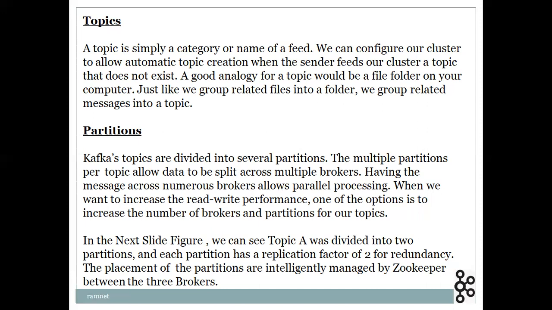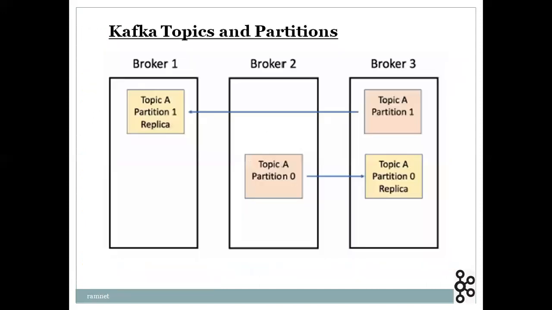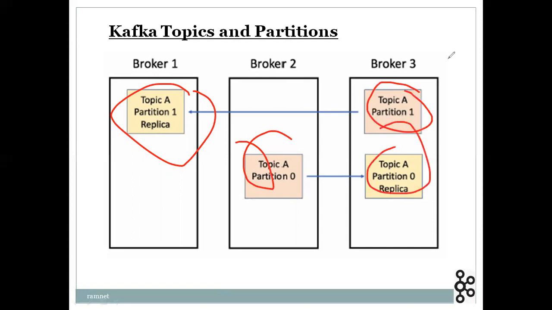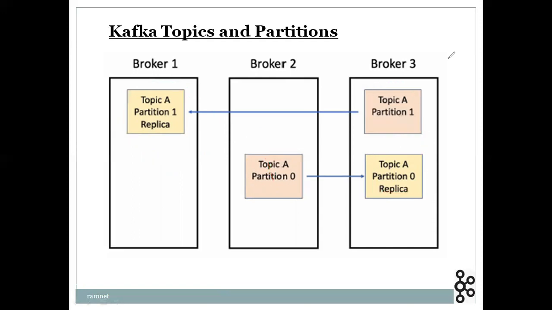We are going to see a picture of how the partitions, topics and other things are there in this. You see that. Broker 1, broker 2, broker 3. This is the topic A, partition 1 replica. And this is broker 2, topic A, partition 0. This is broker 3, partition 1 and topic A replica, something like that. So we will be getting the information from here.